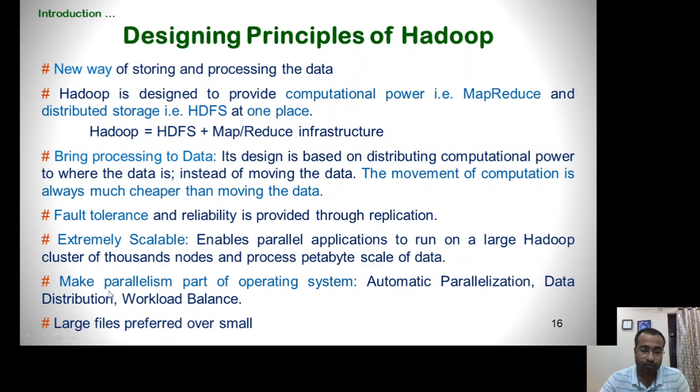Large files are preferred over small. Obviously, Hadoop is not designed for small files or small data. It is suitable for big data, large-scale data. If you execute Hadoop on a small file or small-scale data, its performance will not be significant. It will take much longer.